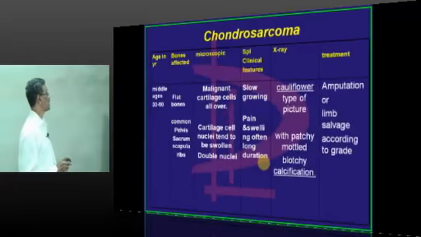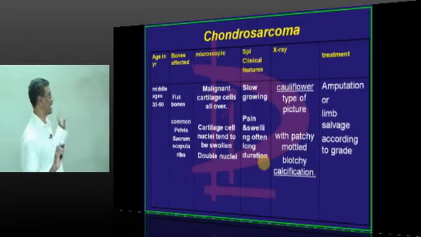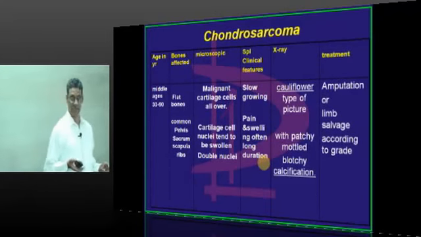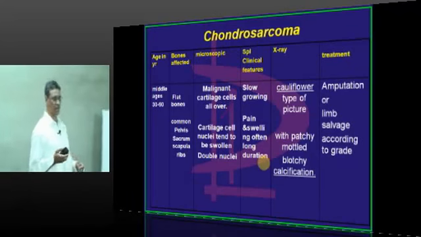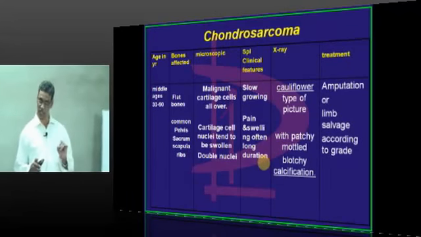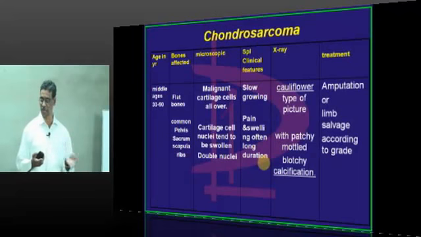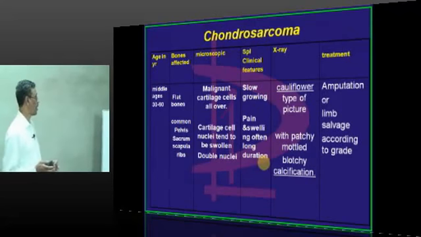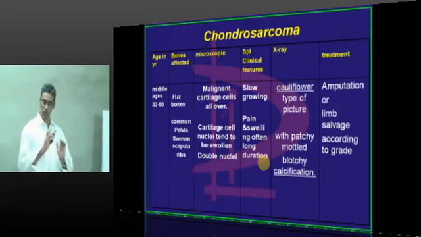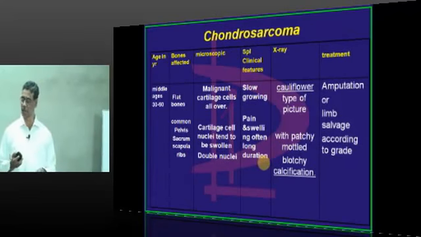So in a nutshell of this chondrosarcoma, we will revise again as usual. Middle ages, 30 to 60. The bones affected are mostly flat bones. Long bones are also affected, but mostly flat bones: pelvis, sacrum, scapula, ribs. Microscopically they are malignant cartilaginous cells. How do you detect them? The nuclei may show double nuclei, or a specific oval-shaped cartilage cell, a swollen cell with double nuclei.